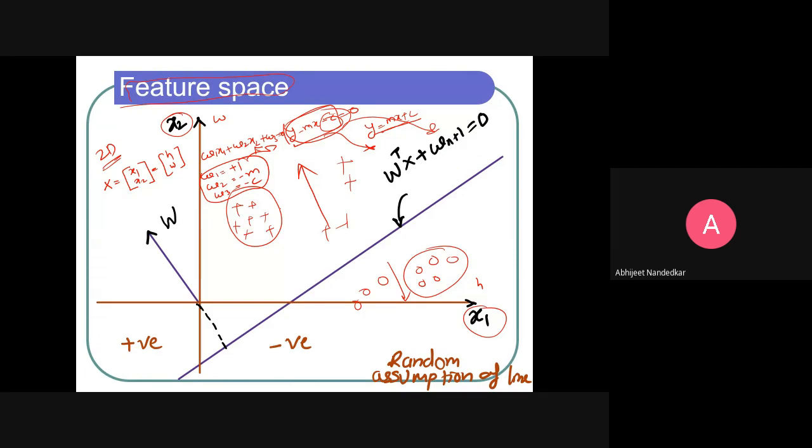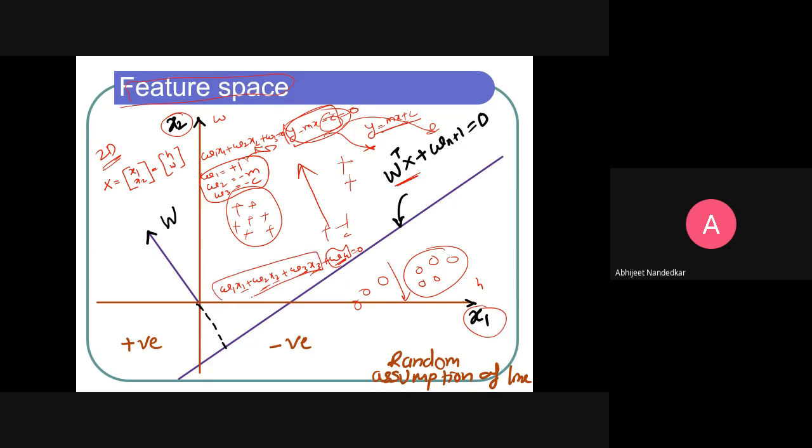If you have one more dimension, I think this concept will be clear. I can write for 3 dimensions: W1 x1 plus W2 x2 plus W3 x3 plus W4 equal to 0. This is the plane equation for a 3D space. Now this W4 is playing the role of C, that is the constant, and these are the variables of this space.